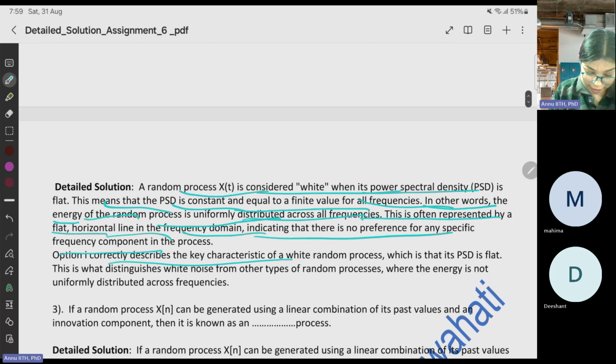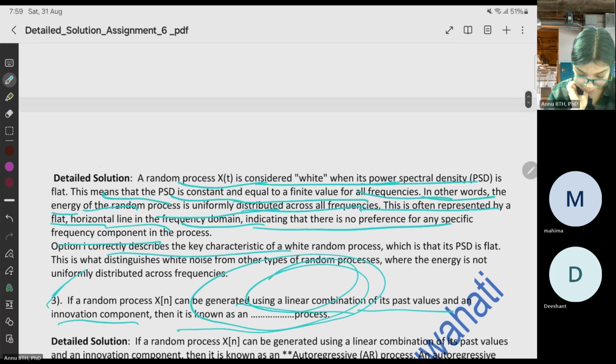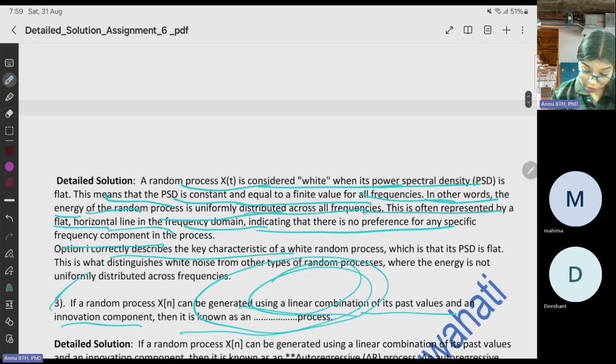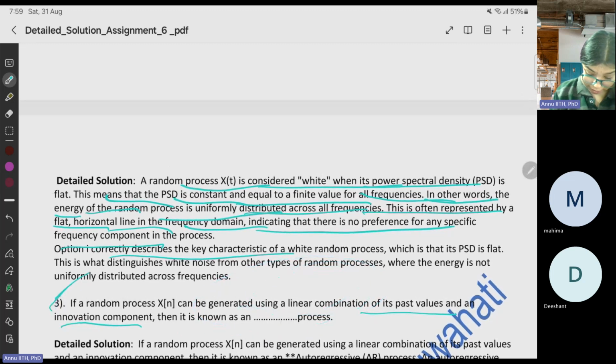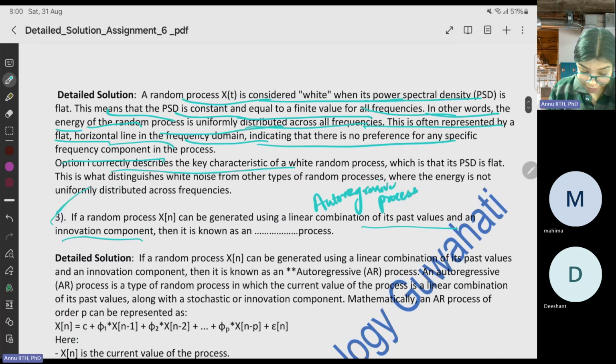If a random process x(n) is generated using a linear combination of past values with an innovation component, that is known as, anyone? Mahima, Disha? Yeah, sir taught in the class that it is the autoregressive process. We will simulate this also in MATLAB. Because if a random process can be generated using a linear combination of past values with an innovation component, this is called an autoregressive process.